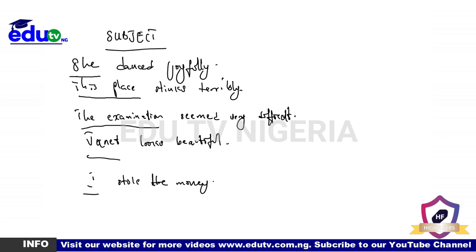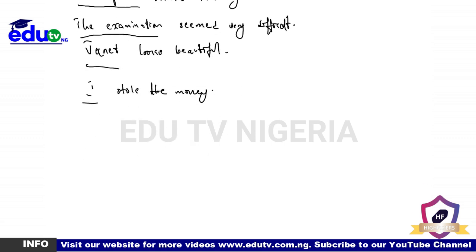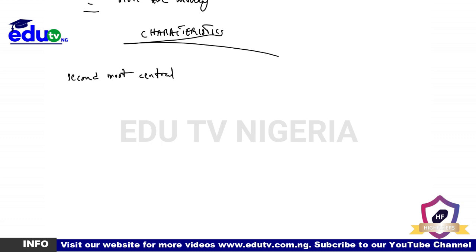Now, let's go to the characteristics of the subject. Now, one of the first characteristics of the subject is that it is the second most central or obligatory element in the English clause.